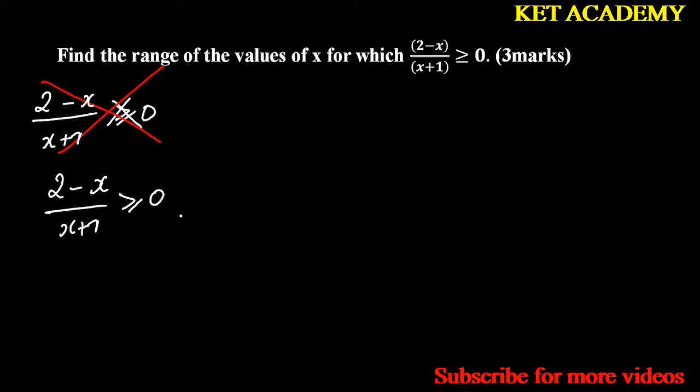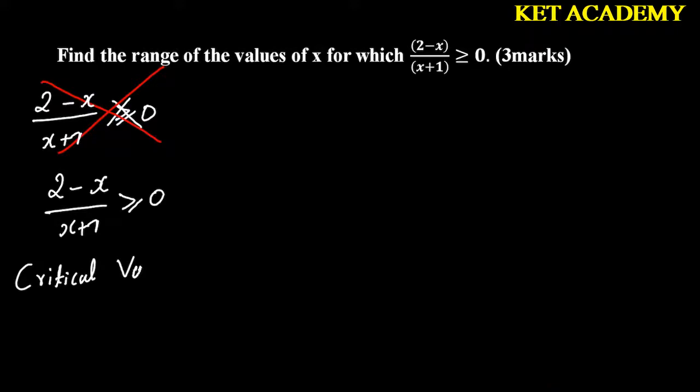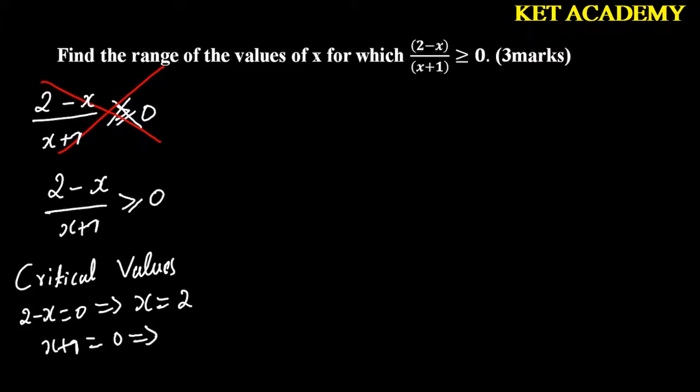The first thing you need to do when we have inequalities of this sort is to look for the critical values. We simply equate the numerator to 0 and the denominator to 0 to get the critical values. It means that we're going to take 2 minus x equal to 0, which implies that x will be 2, and x plus 1 equal to 0 implies that x will be equal to minus 1.